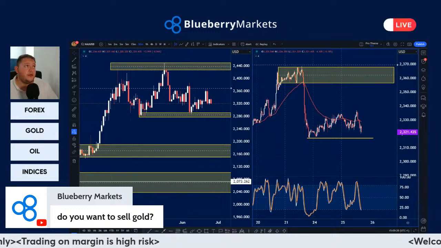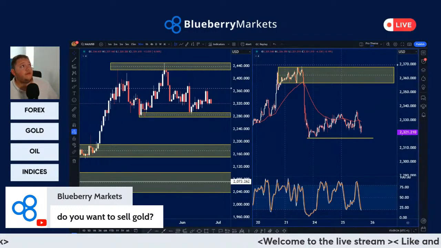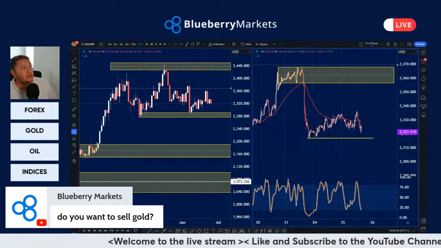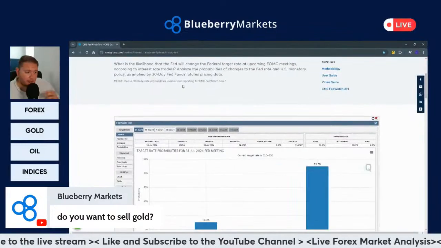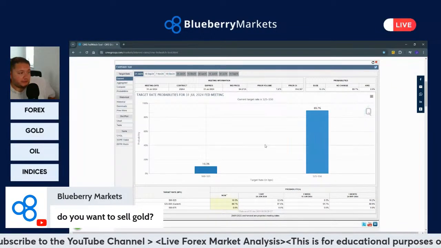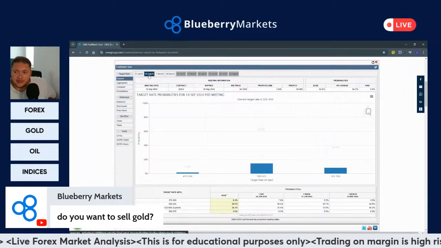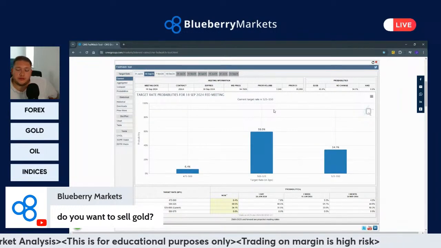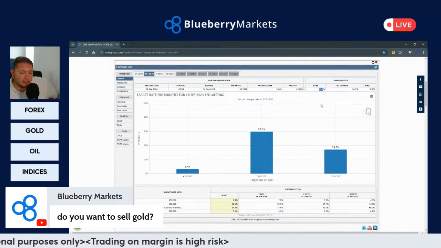Now, if I get up the CME Fed Watch tool, we can see that actually there has been a little bit of a difference in the pricing of the Fed funds rate, right? So previously September was a little bit lower. So if we go over to September now, there is a 65.9% chance of a cut, okay?